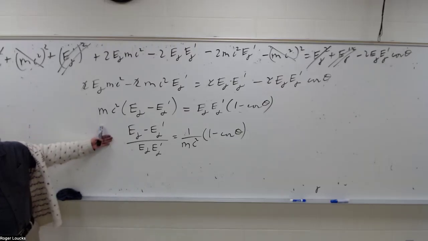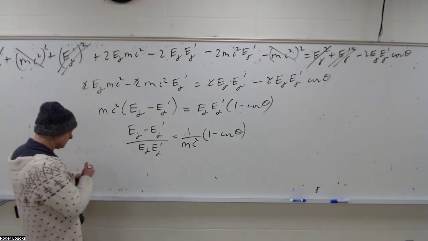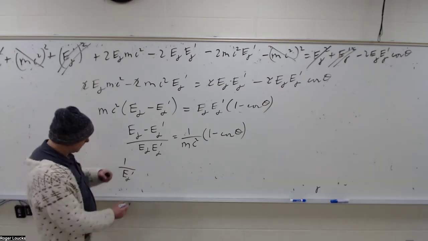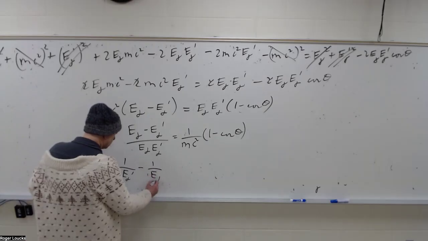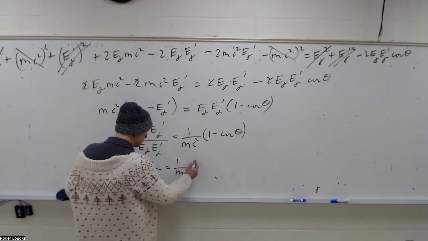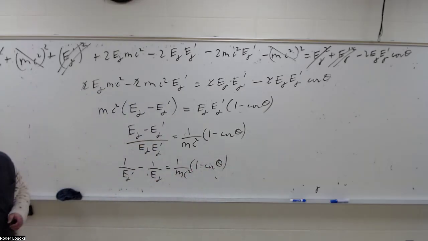Okay, what does this become? This divided by this is 1 over E gamma prime, minus this divided by this is 1 over E gamma. This is 1 over mc squared times 1 minus cosine of theta. Do I know anything about E gamma?